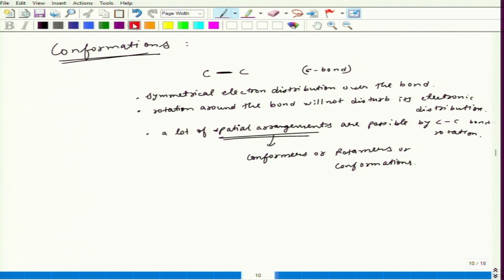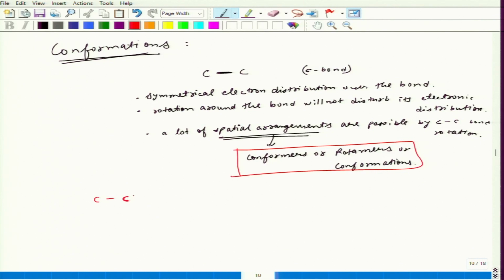So, what are the conformations? Conformations are the different spatial arrangements that can be obtained by a C-C bond rotation. So, the different spatial arrangements of the atoms give us the different conformers.